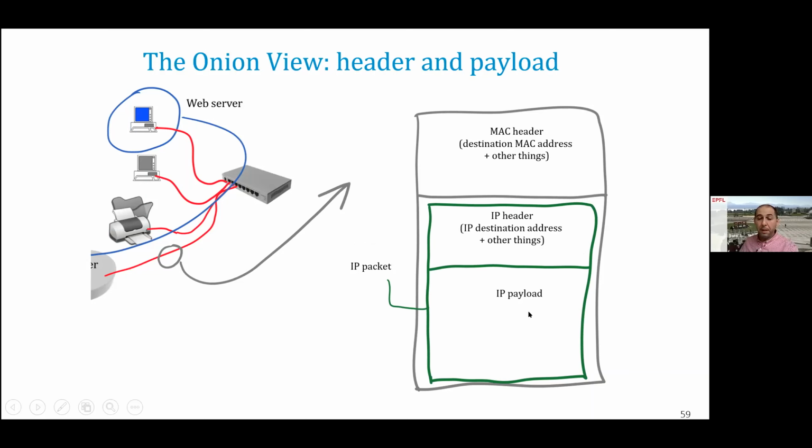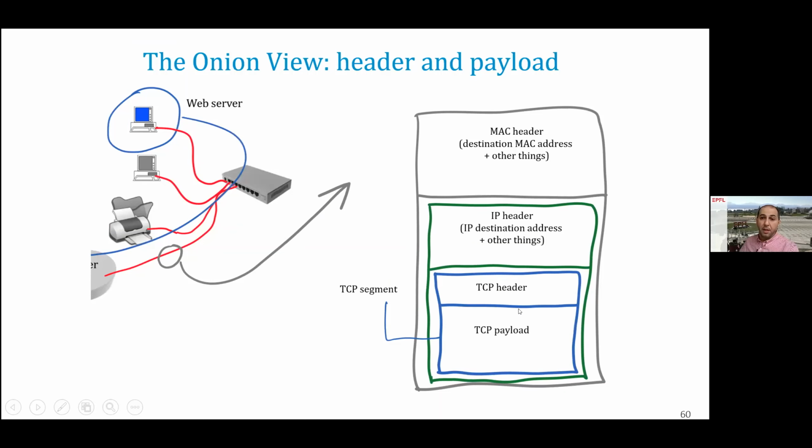Again, the IP payload is nothing but the TCP segment. In the TCP segment, we have the TCP header and the TCP payload. The TCP payload is the application data, which in our case, of the web browser, is the base of an HTML file.